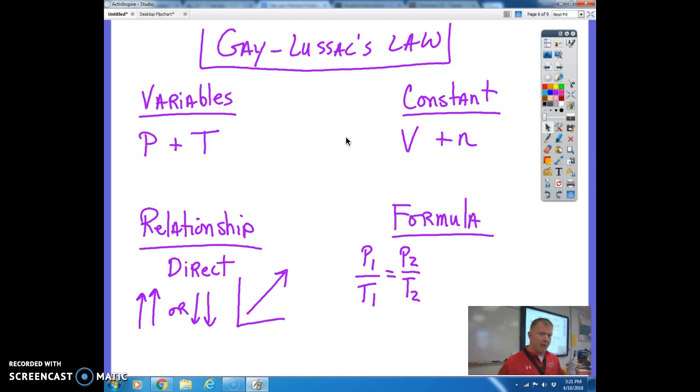What did we learn about with KMT? Faster they move, more collisions means more pressure. So the pressure inside the can is going up quickly. Well, that's a direct relationship. When one variable goes up, the other goes up. One goes down, the other goes down. You should have a graph or a chart that looks like this if you would chart it.